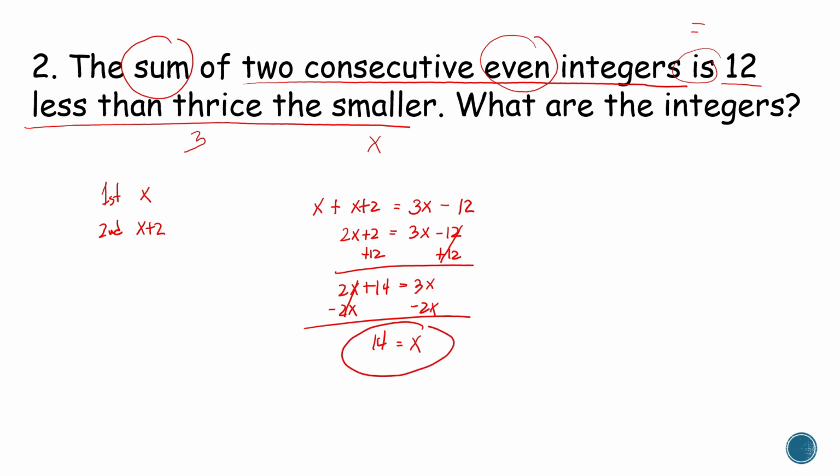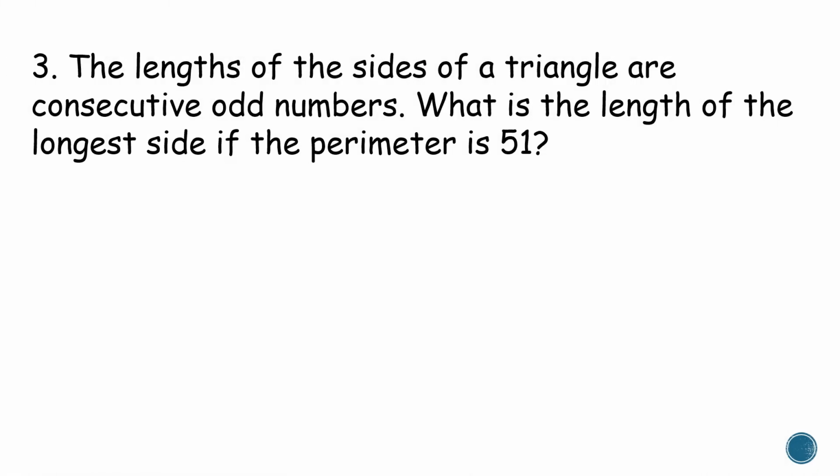Now let's answer what is being asked here. What are the integers? So we need to know those two consecutive even integers. If the first is 14, then obviously the second is 14 plus 2, which is 16. All right, let's go to the last example.